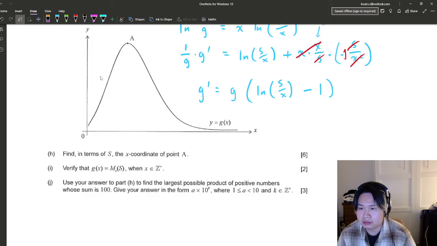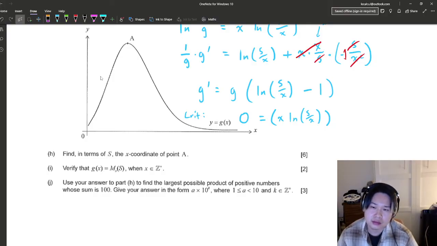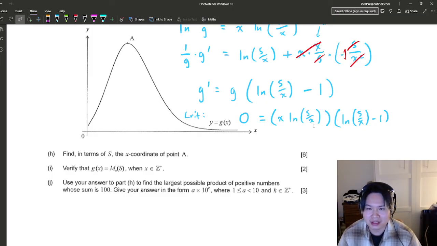Okay, and then we're gonna find the critical point. So equate this to 0. G, we know by definition, was x natural log s over x. And then this is multiplied by natural log s over x minus 1. Okay, oh okay, that's not too bad because this is factored.